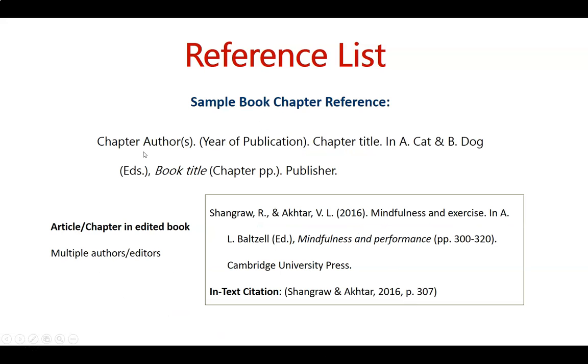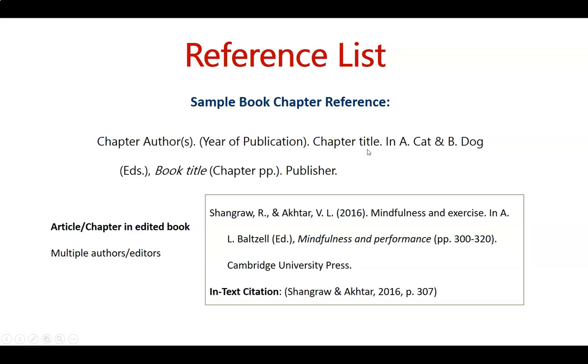Let's take a look at an edited book that has a book author. So you're looking directly at a book chapter. You know who the author of that chapter is. It says so right by the title of the chapter. And so you're going to have the format of the chapter authors, the year of publication. Looks pretty familiar.